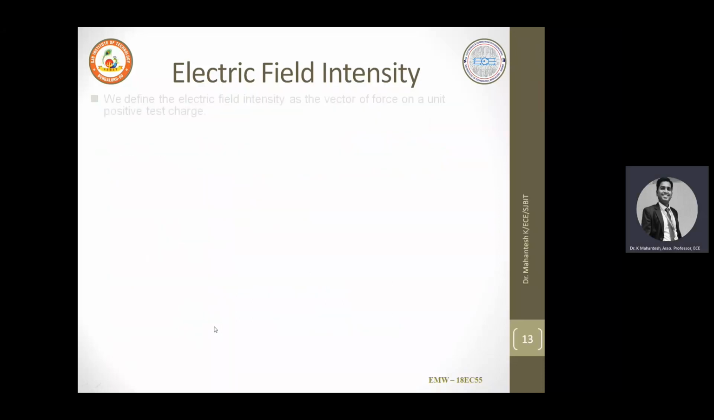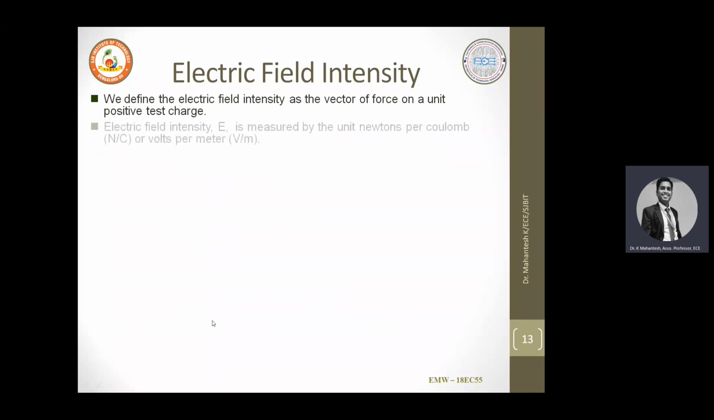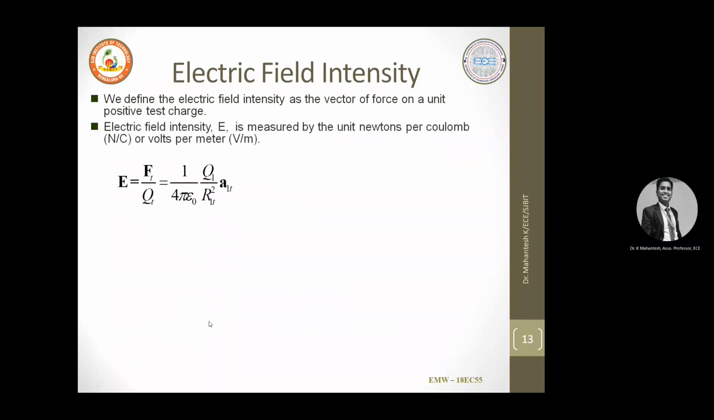And the directed line segment from Q1 to the position of the test charge describes a vector field and is called the electric field intensity. Now we define the electric field intensity as the vector force on a unit positive test charge. So electric field intensity E is measured in newtons per coulomb or volts per meter, and it's given as E = F/Q = 1/(4πε₀) Q1/R1T² a1T.